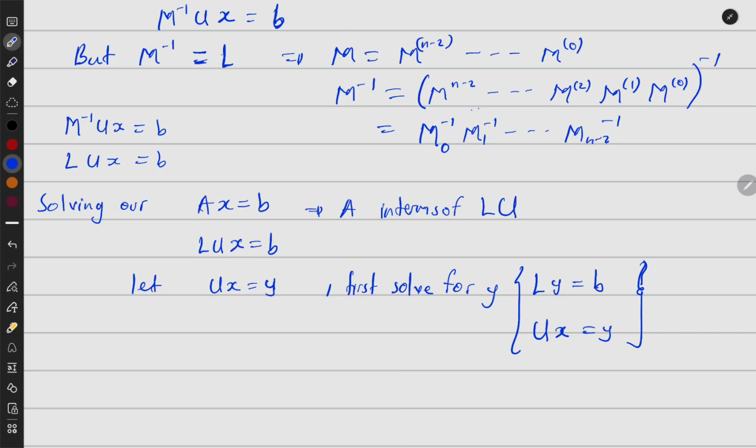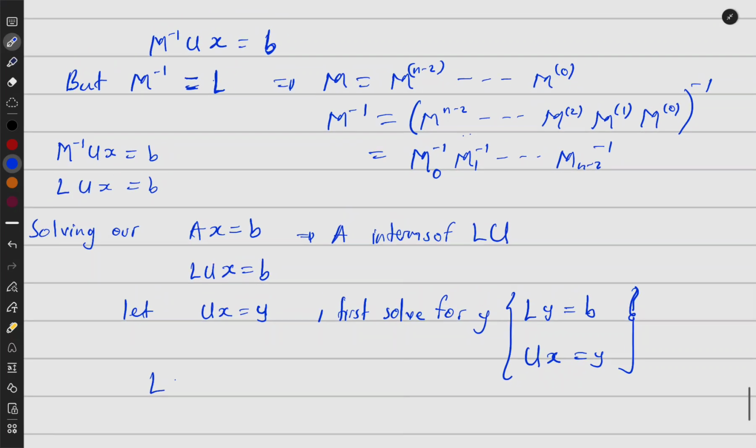In most cases, that is what we call the LU method, so we can solve our problem using that. Next time we shall do an example on how to solve this using that.